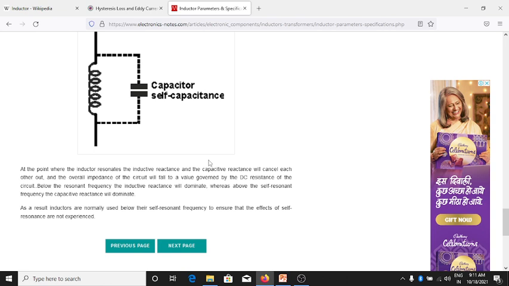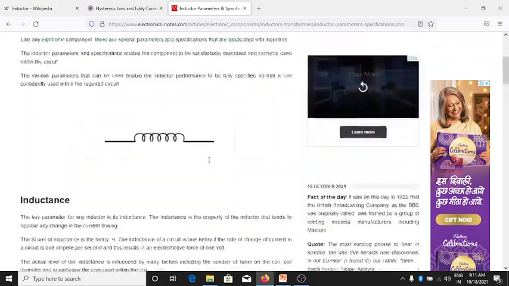As a result, inductors are normally used below their self-resonant frequency to ensure that the effects of the self-resonance are not experienced. These are the different parameters which we have to consider while selecting a proper inductor.